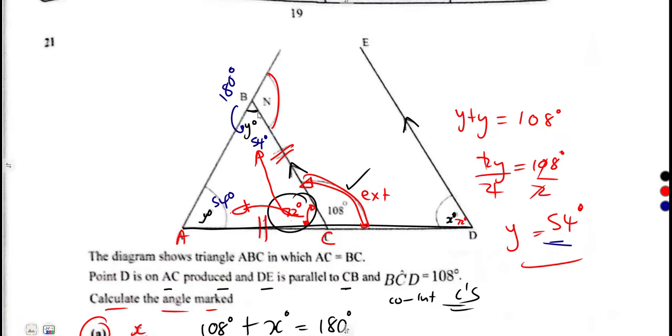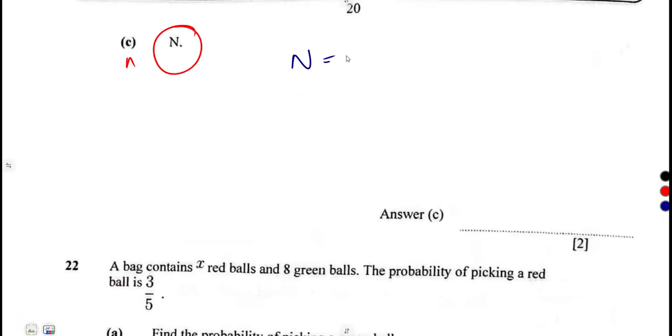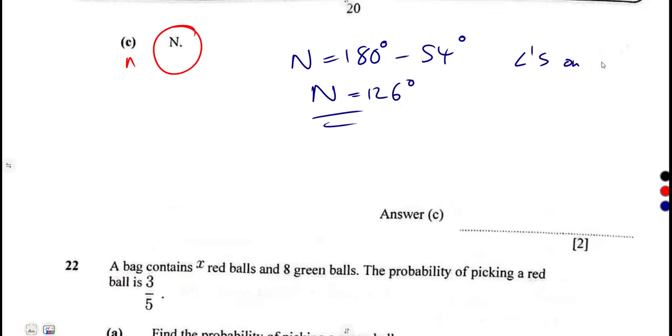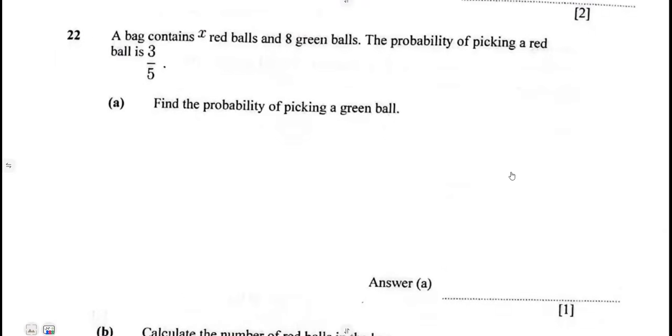So N is 180 minus 54 degrees, angles on a straight line. So that was going to give us 126 degrees, angles on a straight line. I'm just going to write in short, angles on a straight line. Okay. So that is it from what you're given.